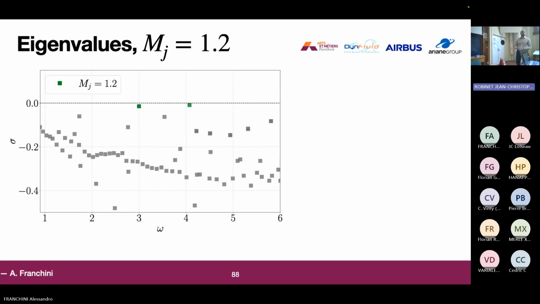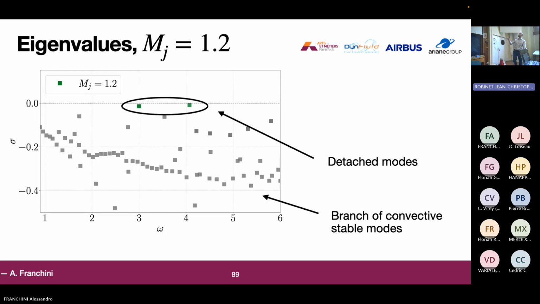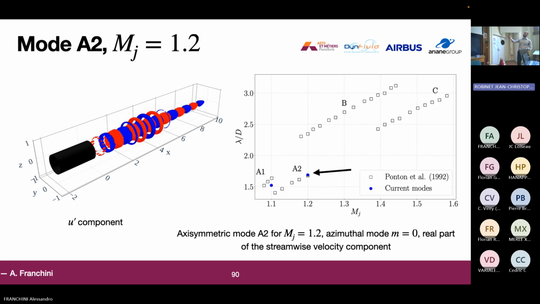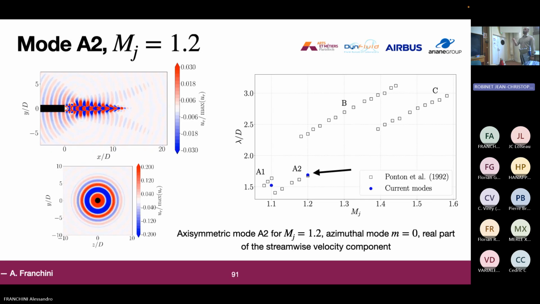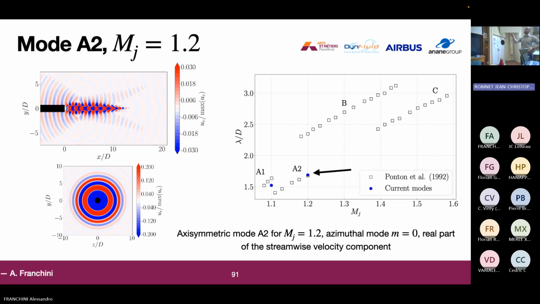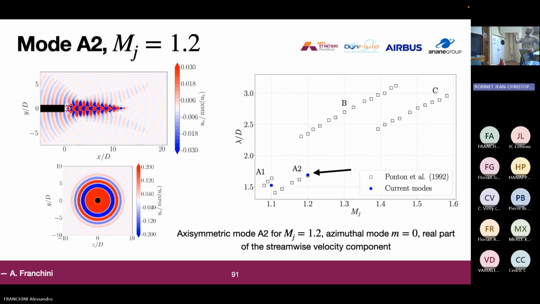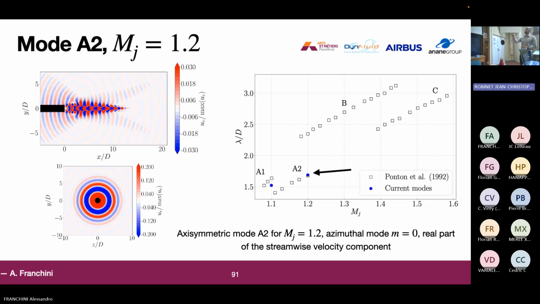Now, if we look at the eigenvalues of the case Mj equals 1.2, we can see that the modes are stable, but we can select some modes that are more detached from the branches of convective modes. Even if they are stable, meaning the nonlinear analysis was stationary in time, we can still analyze their modal structure. The first one is an axisymmetric mode again, which correctly predicts the frequency of this mode. Again, it has a similar structure of an axisymmetric mode, with a downstream propagating wave and an upstream propagating wave. Here we can also see a kind of Mach radiation that propagates downstream.